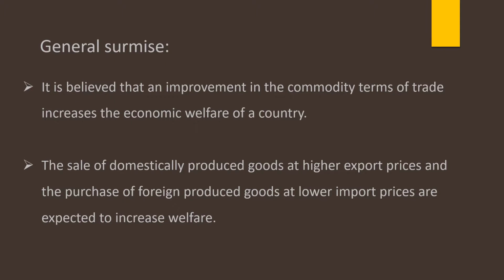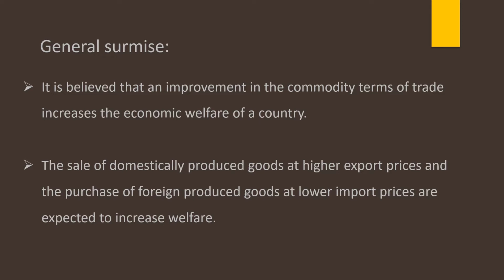There is a general surmise regarding the commodity terms of trade. It is believed that an improvement in the commodity terms of trade increases the economic welfare of a country. One may wonder, how is it possible? It is possible by selling domestically produced goods at higher export prices and purchasing foreign produced goods at lower import prices. That is expected to increase welfare.